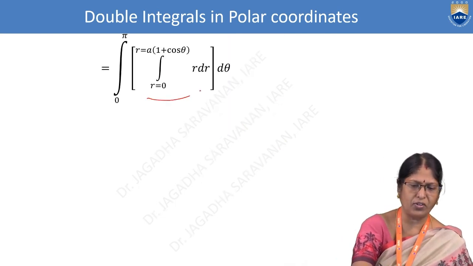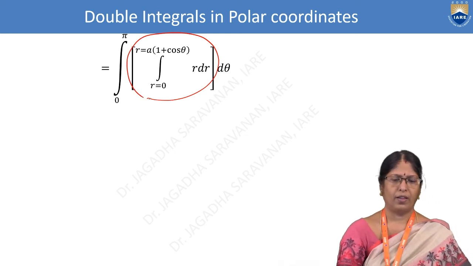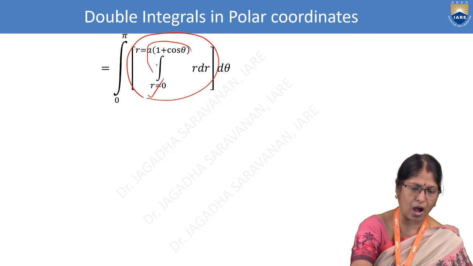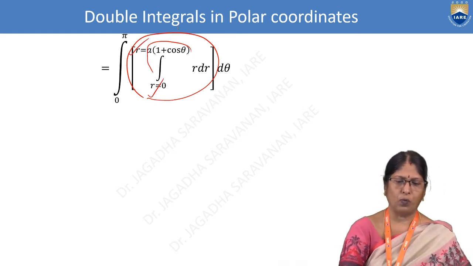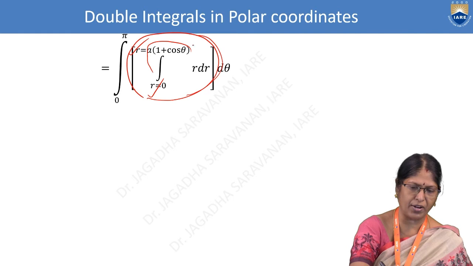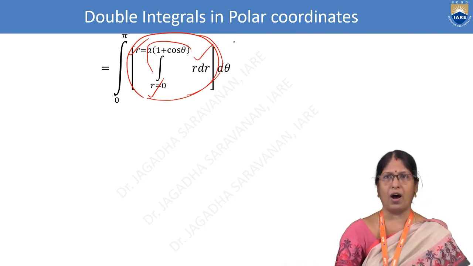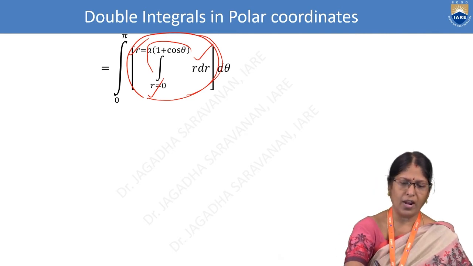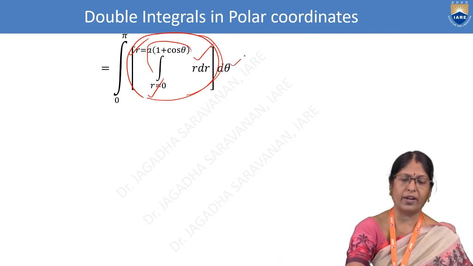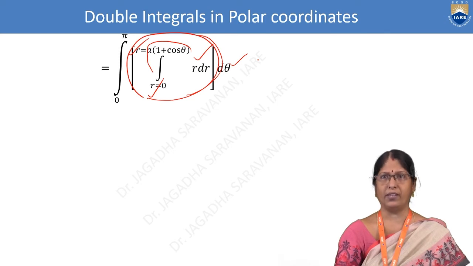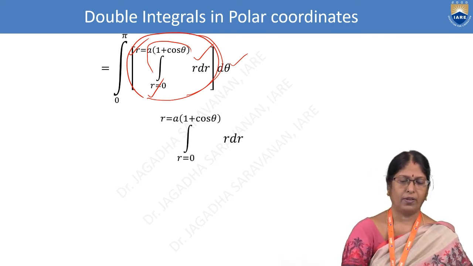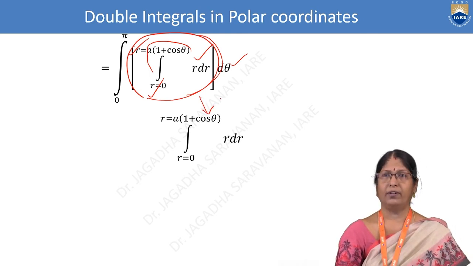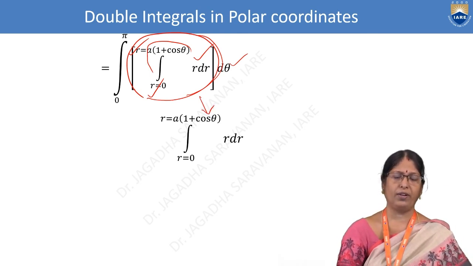The interior integration is a function of theta, so defined for r. So we have to do the interior integration compulsorily with respect to r, the interior one. Then the result will be integrated finally with theta. So the interior one we have written separately. We are going to do the integration.